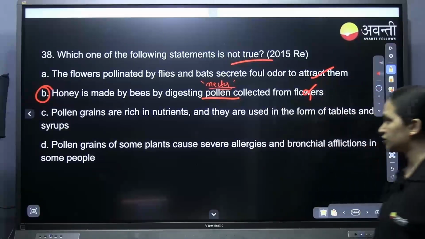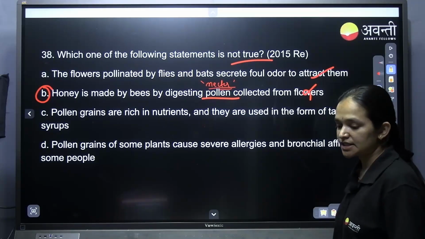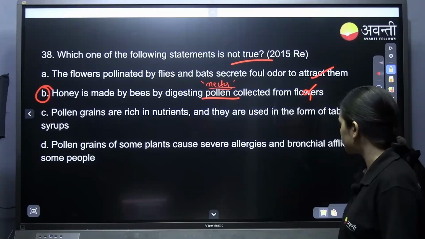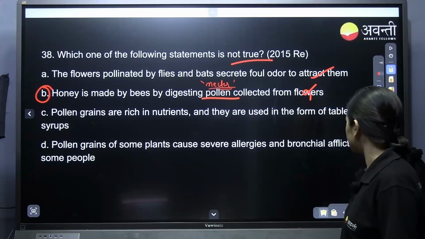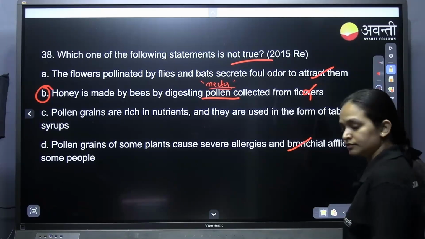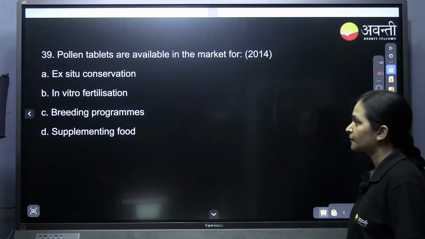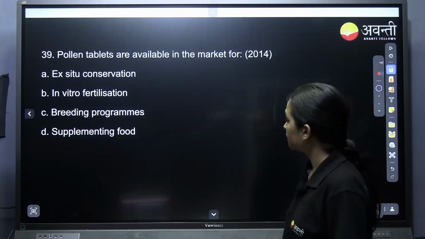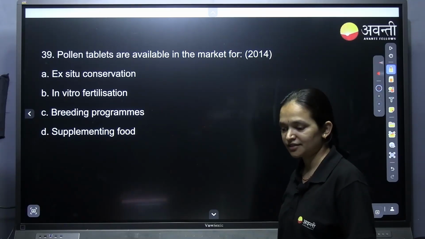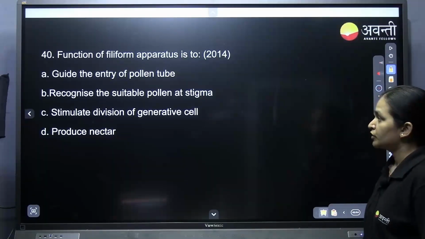Pollen grains are rich in nutrients, and they are used in the form of tablets and syrups as supplements. Yes, the pollen grains of some plants cause severe allergies and bronchial affections in some people. That is also true. Any doubts? So pollen tablets are available in the market for, just now I said, yes, food supplementing. Very good.